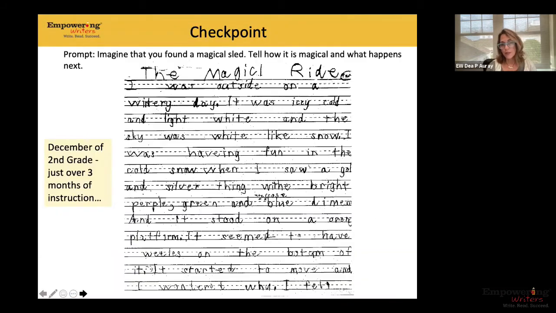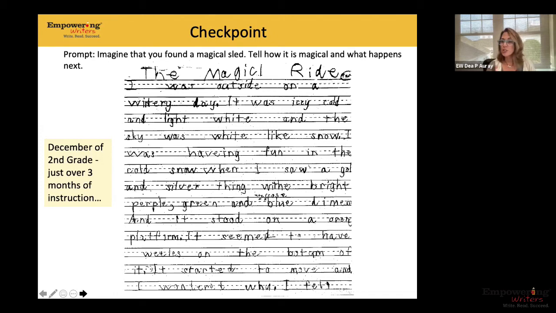What happens with this, and this again, this was a checkpoint prompt. So remember, we showed you Katie's piece when she went to the grandmother's farm. Well, here is December of second grade with 3 months of instruction. So this is what the student was able to produce. And I'm just going to read this first page.